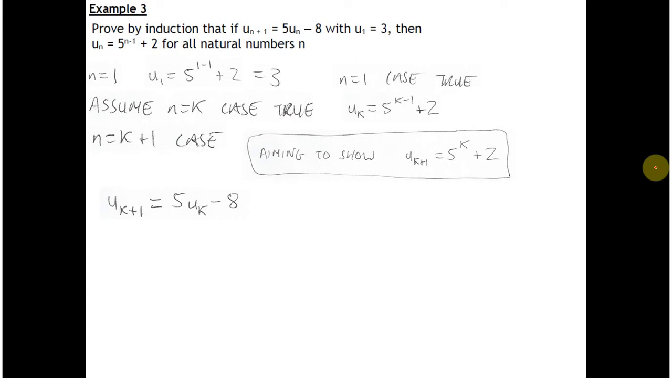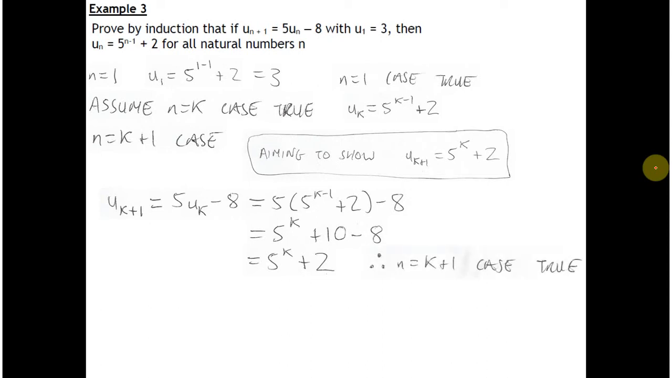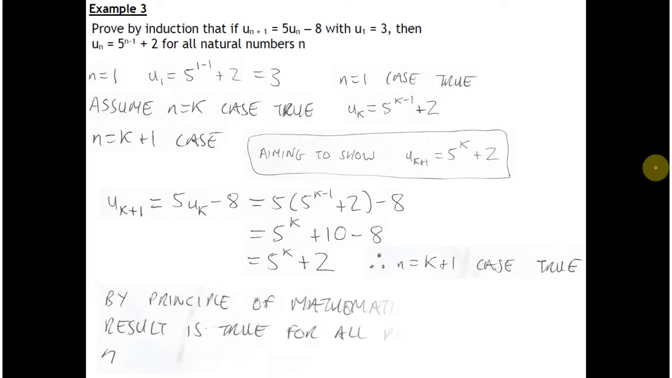We can then replace u_k with 5^(k-1) + 2. We then multiply out the brackets, so we get 5 times 5^(k-1) equals 5^k. 5 times 2 equals 10, so we end up with 5^k + 10 - 8. 10 minus 8 is 2, so we end up with 5^k + 2 as required. Therefore, the n = k + 1 case is true, and by the principle of mathematical induction, the result is true for all positive integers n, or in this case, natural numbers n.